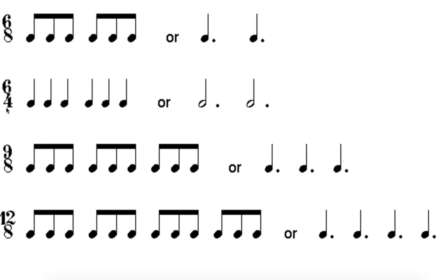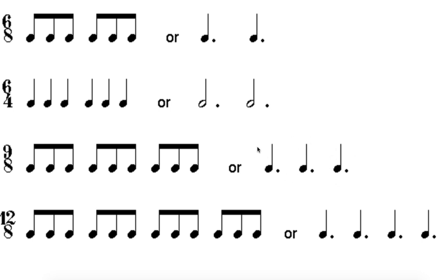In 6/4, also a compound meter, we would have 6 quarter notes, because 4 is at the bottom, so 6 quarter notes, or 2 dotted half notes, right? Because each one of these is going to equal 3 quarter notes. So this equals 6 quarter notes. 9/8, we would have 9 eighth notes or 3 dotted quarter notes.